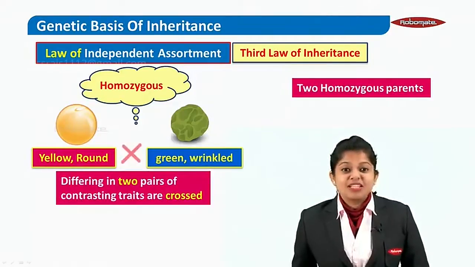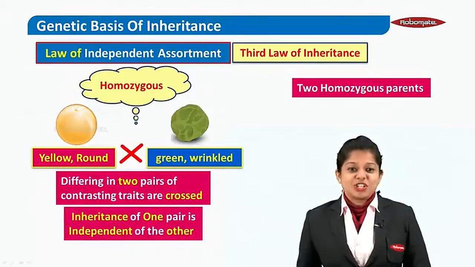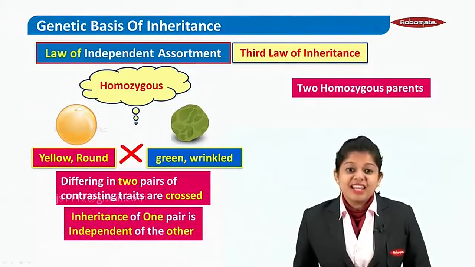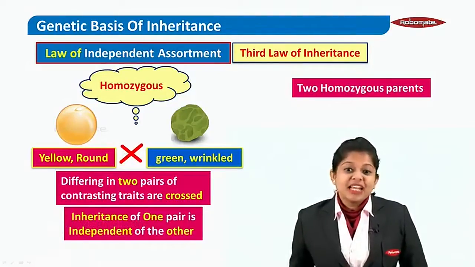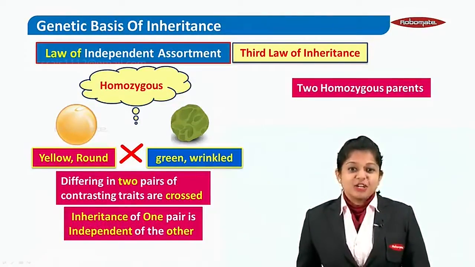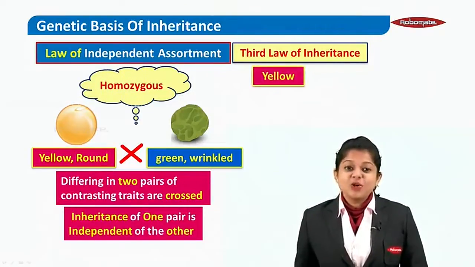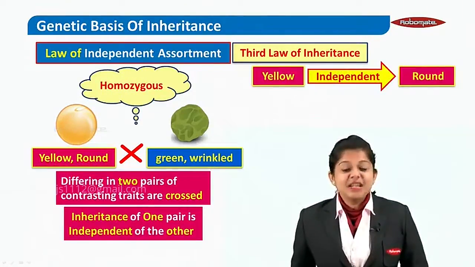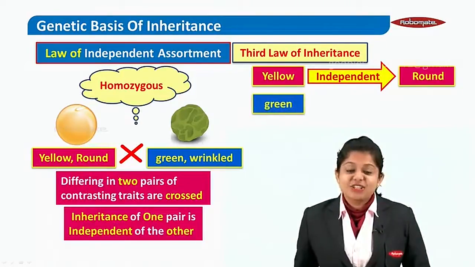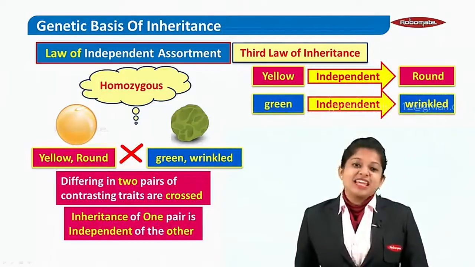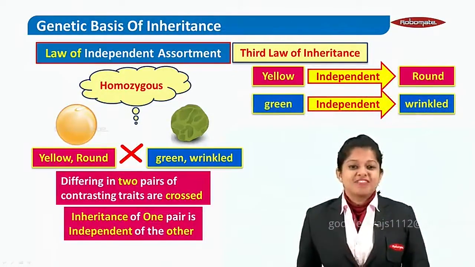When such parents are crossed, they will give rise to the F1 generation. But the inheritance of each trait here is going to be independent of the other. What I mean to say is the inheritance of the yellow seed color is independent of its seed shape. Similarly, the inheritance of the green seed color is independent of its wrinkled seed shape, and vice versa.